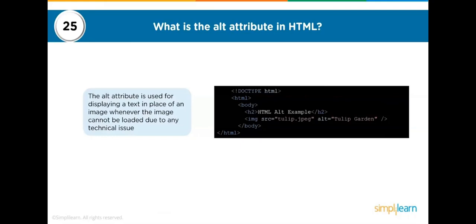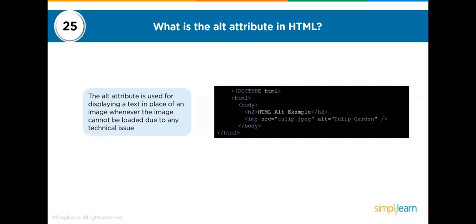Now the answer for this question is the alt attribute is used for displaying the text in place of an image whenever the image cannot be loaded due to any technical issue. So basically when you have poor internet connection and you're trying to load an image, you can see some sort of text in place of an image. So that particular text is nothing but the alt attribute.